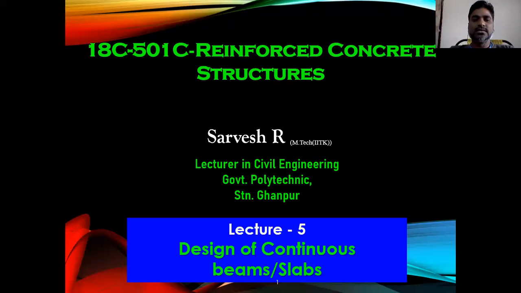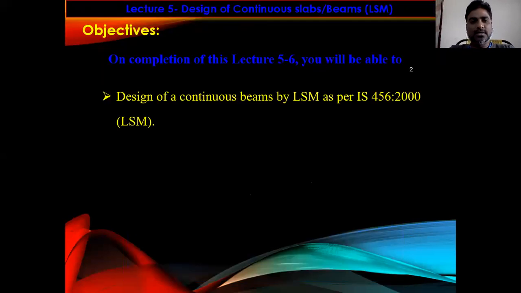The course is reinforced concrete structures, and we are going to discuss the design of continuous beams and slabs. This lecture is a continuation of the previous lecture. After completion of this lecture, we will be able to design the continuous beam based upon the given data by using IS 456-2000 coefficients by the limit state method.